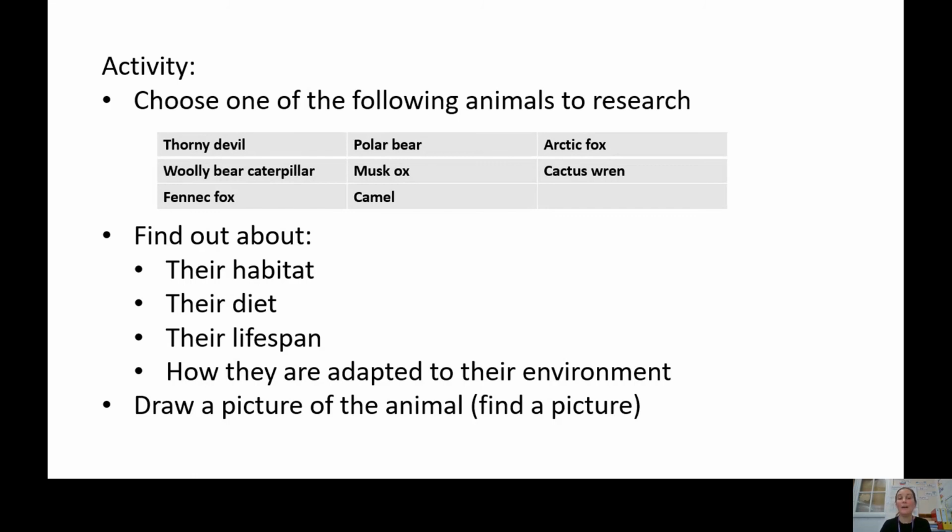I would like you to find out about their habitat. Okay, where do they live? Their diet, what do they eat? Their lifespan, how long do they live for? Have they got a very short lifespan or quite a long lifespan? And then the most important, how they are adapted to their environment. Okay, and I would like you to draw a picture of that animal as well. If you are doing your work on the computer, then obviously you can find a picture on the internet of that animal.